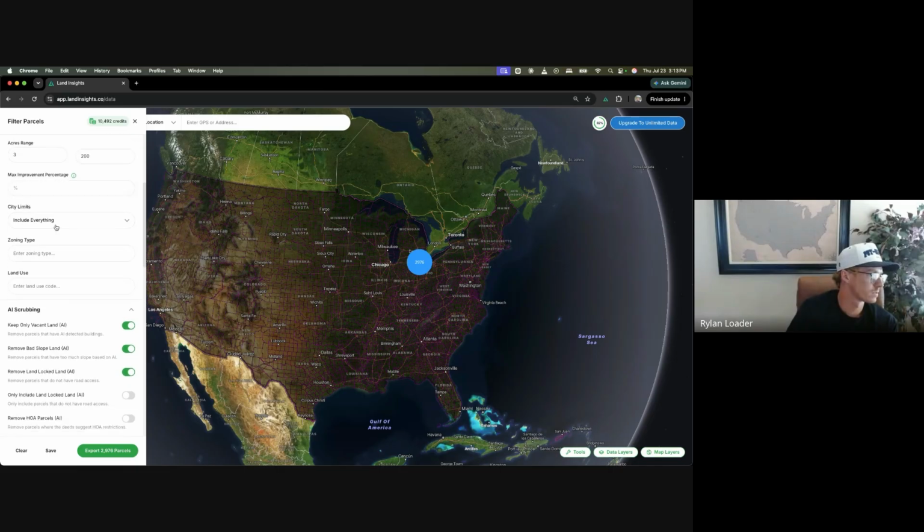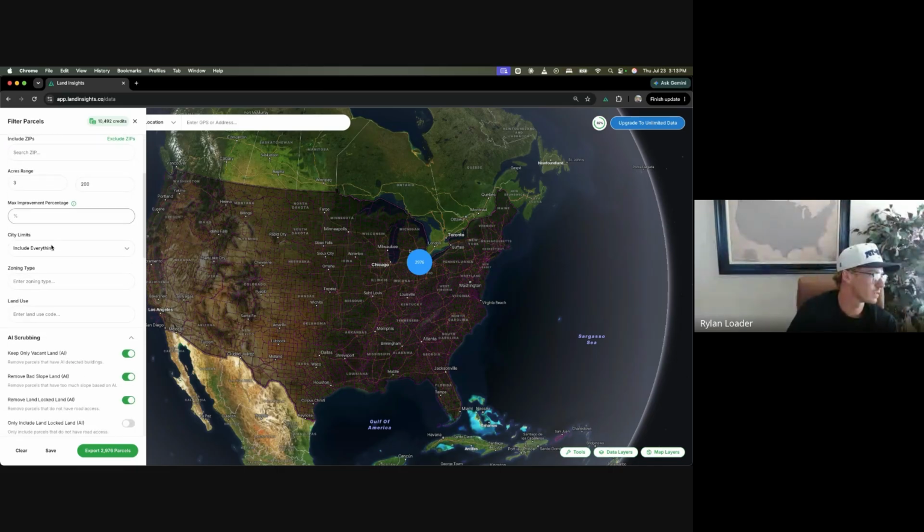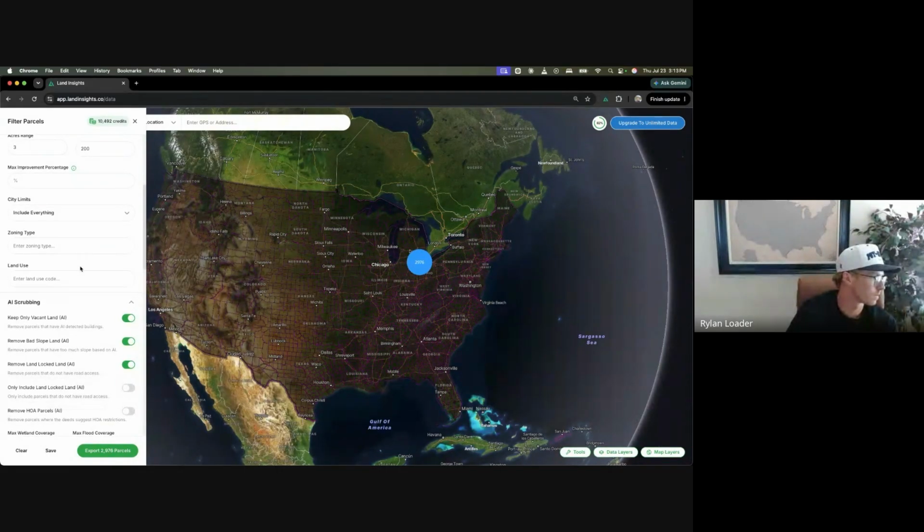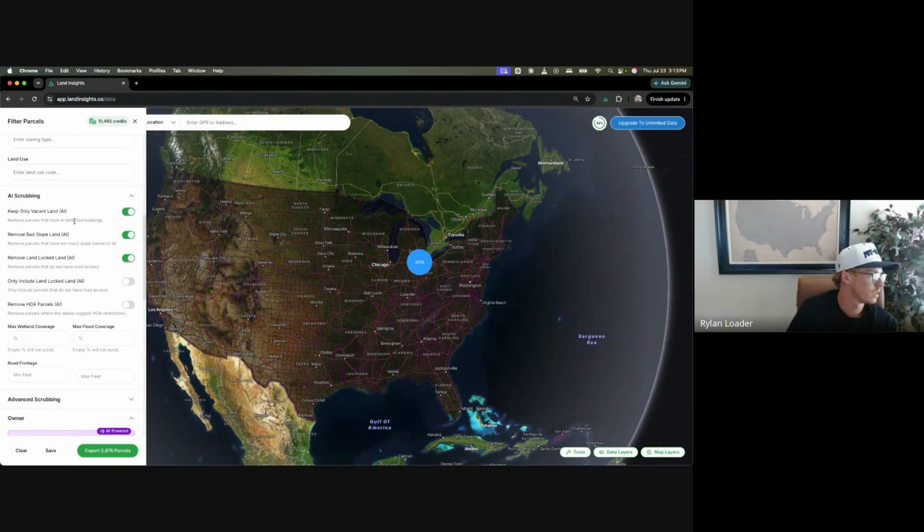These are all advanced filters. I don't really recommend using any of these unless you're doing some strange targeted approach. But these are the filters we talk about. So keep only vacant land AI.